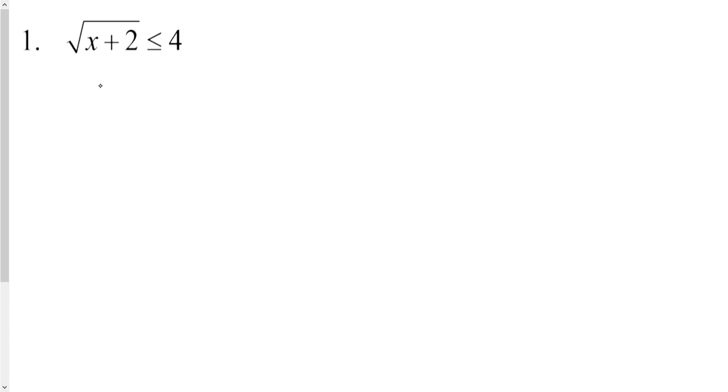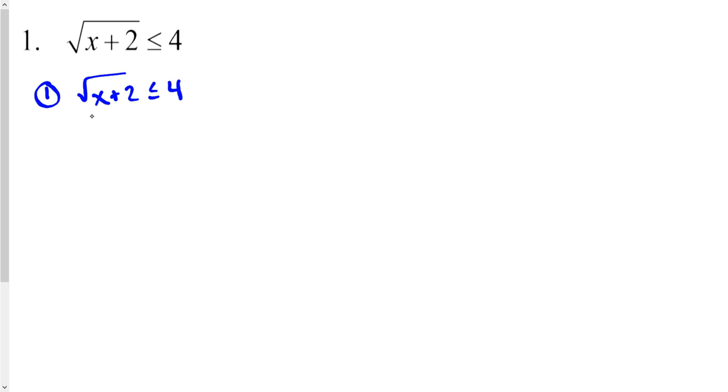So to start, we've got a simple one. The square root of x plus 2 is less than or equal to 4. We should recognize that this is a radical inequality because it has, well, a radical and an inequality, okay? So in phase 1 of the problem, we're going to go through and just solve the whole radical inequality. So we're going to say the square root of x plus 2 is less than or equal to 4.